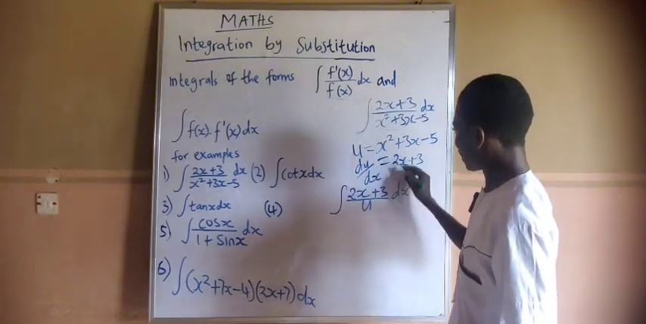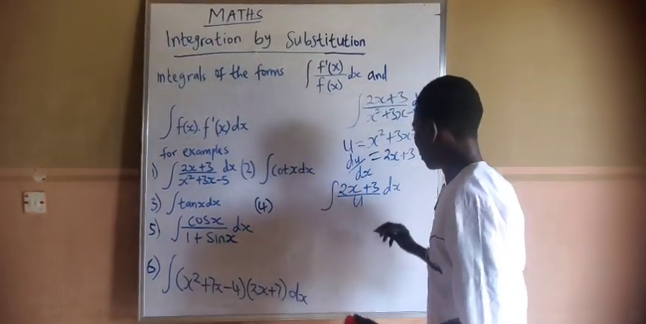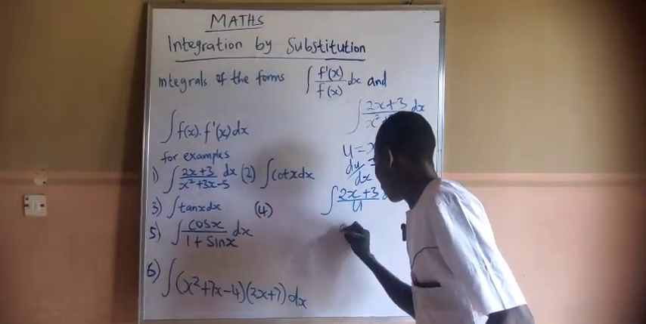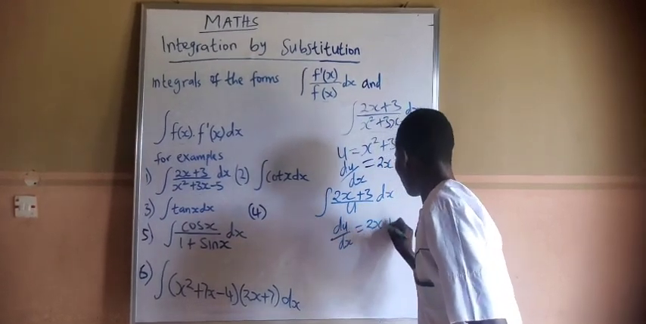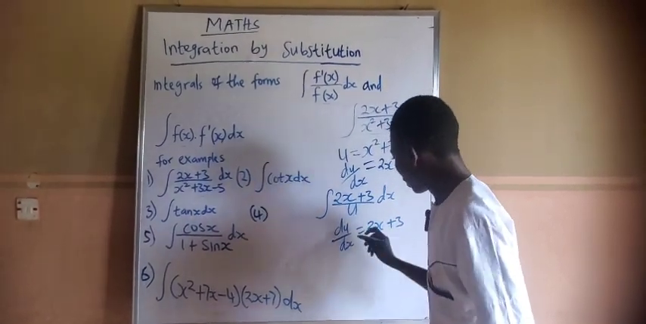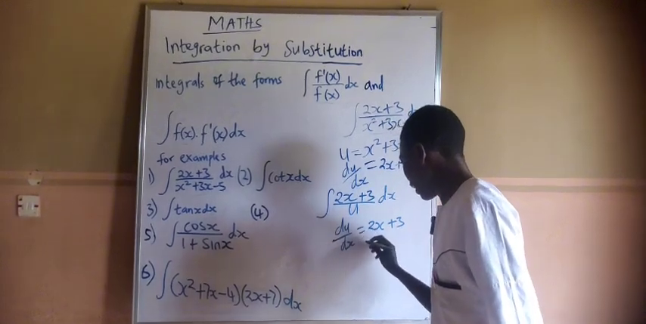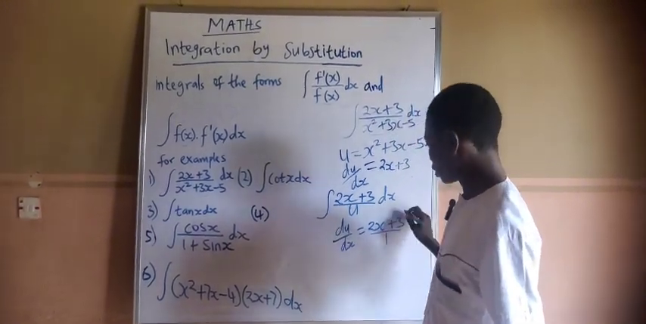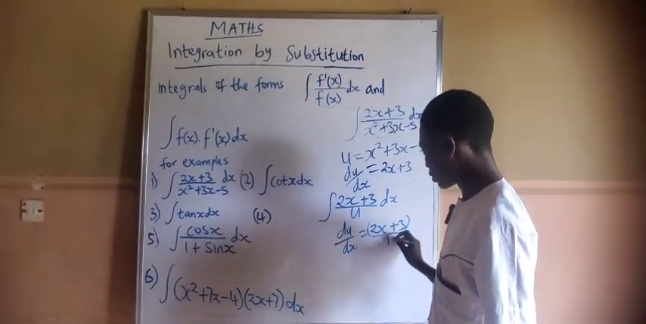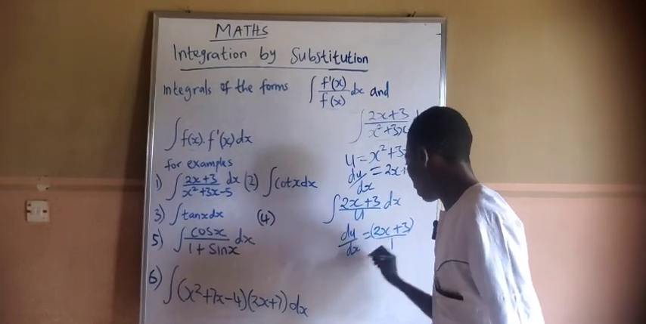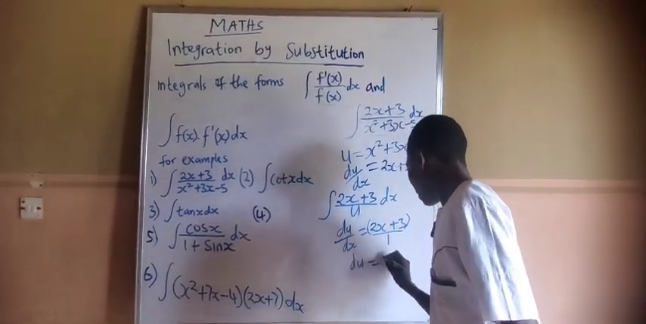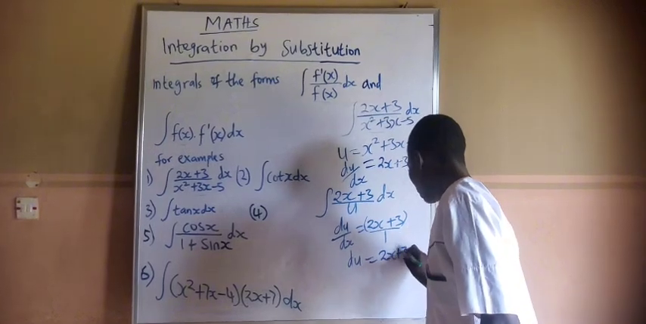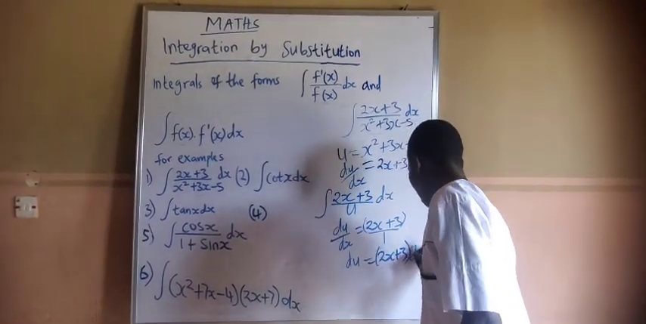Now if I make dx the subject of the formula, we have du over dx equals 2x + 3. So I will cross multiply, and this is also the same thing as over 1. So u times 1 gives you u equals this times dx, that is, (2x + 3), everything in brackets, times dx.